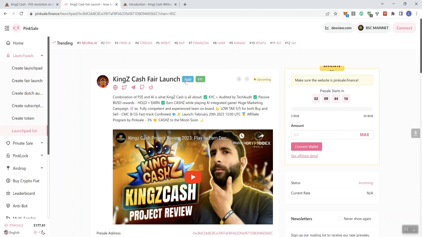They do have a couple of badges here. So as far as the audit and KYC is concerned, we're going to talk about the audit first. On the audit, they did have one issue. The contract owner can change swap settings. So just be aware of that. That was something that was highlighted in the audit findings.